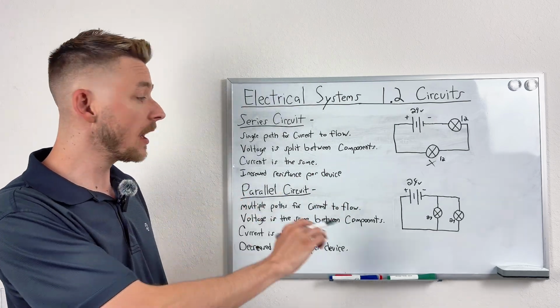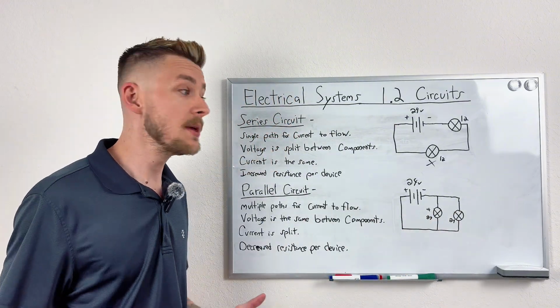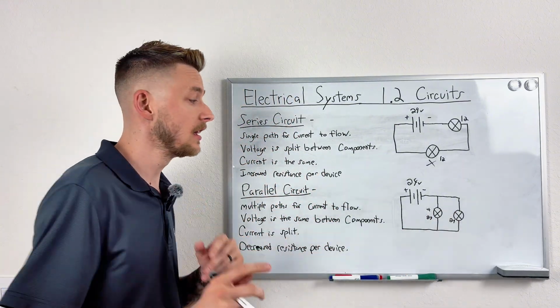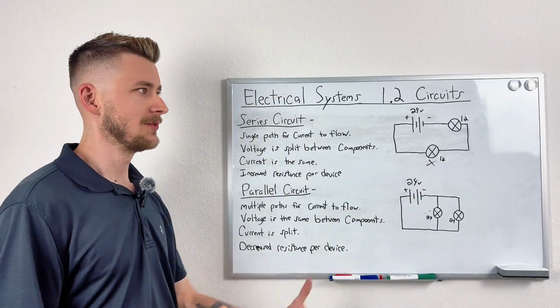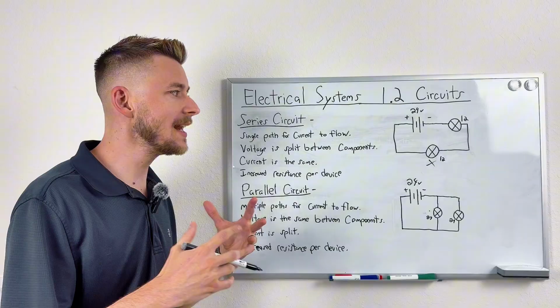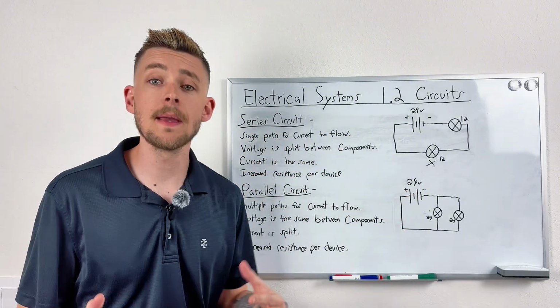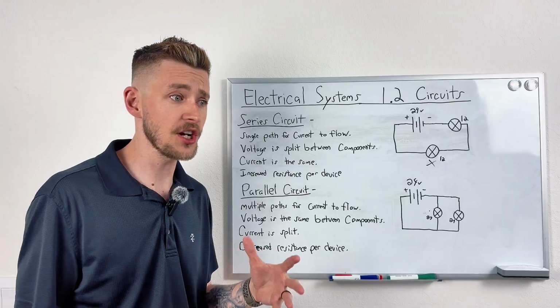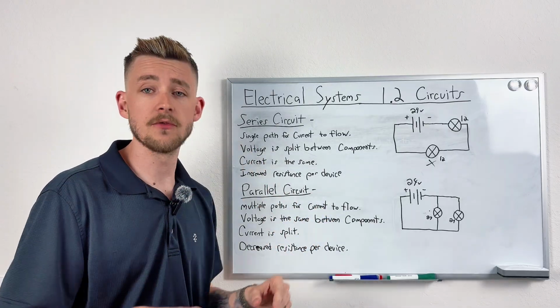However, when it comes to a parallel circuit, if this device were to fail, this one's still going to work because it has a separate path. So there are a lot of pros to parallel over a series circuit. Anytime you're going to be in the warehouse industry, almost any kind of circuit you're going to be dealing with is going to be a parallel circuit, because you're going to have a lot of heavy devices between motors and sensors and your VFDs and all that stuff.